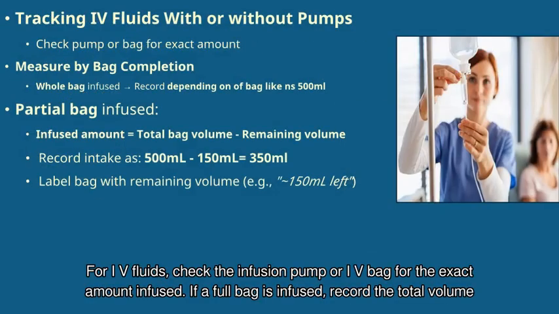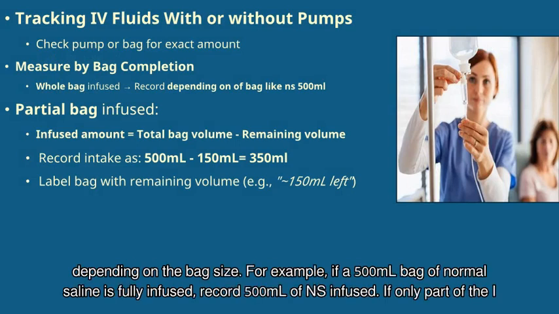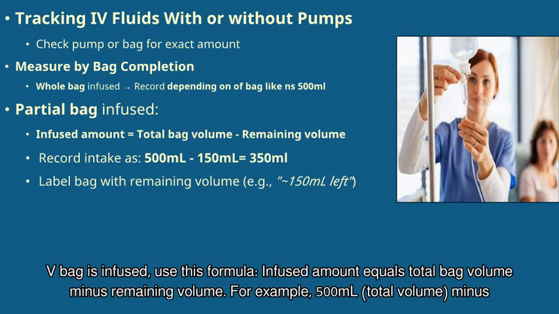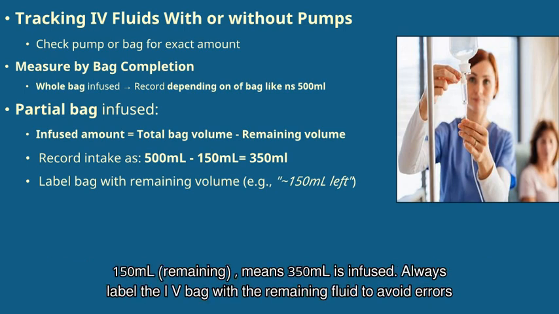For IV fluids, check the infusion pump or IV bag for the exact amount infused. If a full bag is infused, record the total volume depending on the bag size. For example, if a 500 ml bag of normal saline is fully infused, record 500 ml of NS infused. If only part of the IV bag is infused, use this formula: infused amount equals total bag volume minus remaining volume. For example, 500 ml, total volume, minus 150 ml, remaining, means 350 ml is infused. Always label the IV bag with the remaining fluid to avoid errors.